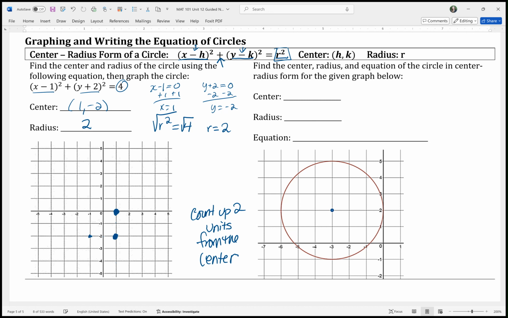Let's go down 2 units, and let's go right 2 units. And this just kind of gives me a guide of points where I can draw a circle. Now, I'm not an artist, nor am I good at drawing circles, so please don't judge what I'm about to draw, okay? So, let's draw a circle.